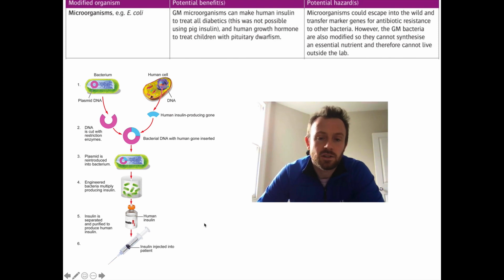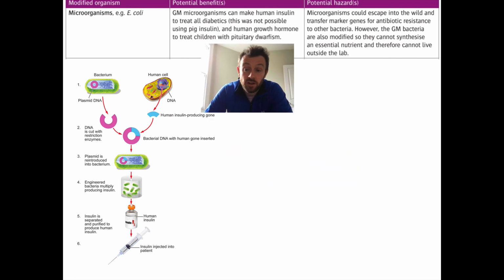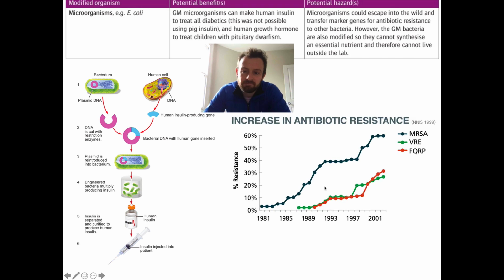We can also get bacteria to produce other things to treat other conditions. Potential hazard, antibiotic resistance. If we use antibiotic resistance markers, then these antibiotic resistance genes can spread through bacterial conjugation. We mentioned that just a little bit the other day. And cause increased resistance. This is a little graph here of how antibiotic resistance to various different antibiotics has spread up until 2001. And actually, if we continued this graph up until 2020, it's going to keep going up and up and up and up.